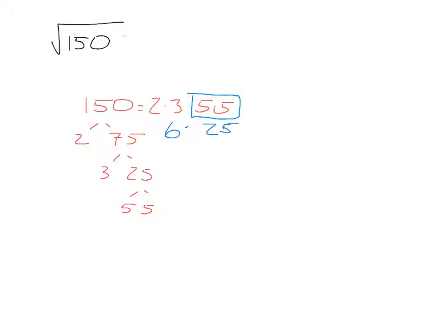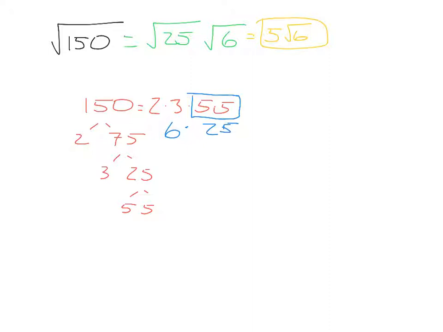So when we rewrite this, I'll have the square root of 25 as my perfect square, and then the square root of 6, which were the leftovers. Square root of 25 becomes 5. Square root of 6, not a perfect square, will stay the square root of 6. And there is the simplified version of square root of 150.